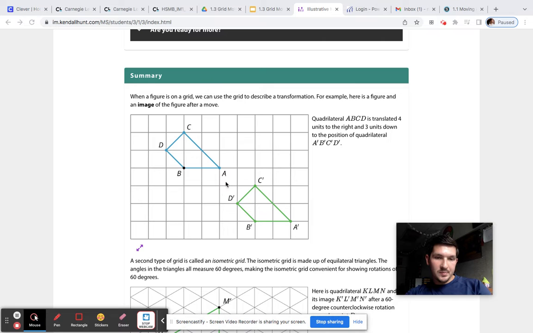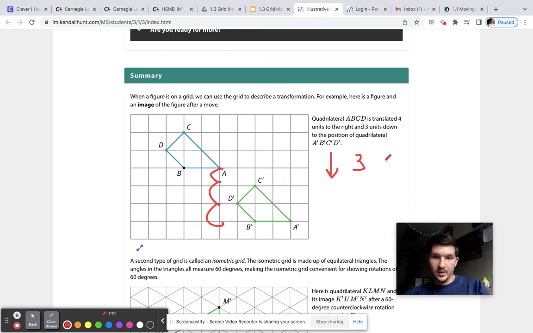So this would be, right? We could do it this way. We can go down 1, 2, 3 units. So down 3, right 1, 2, 3, 4. In reality, what we could write here is we are going down 3, and we can check it, down 1, 2, 3, and then we go right 1, 2, 3, 4. And that is literally our translation.